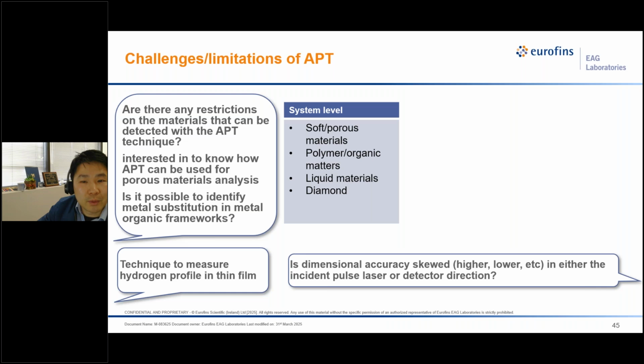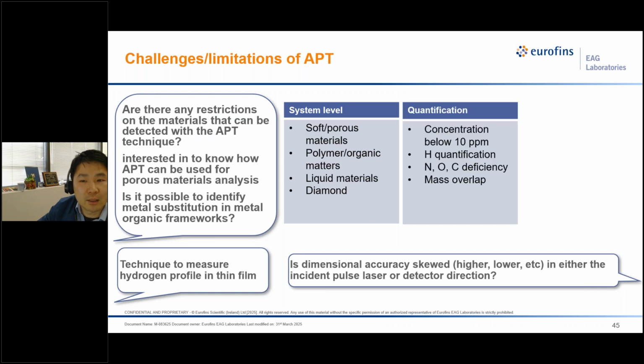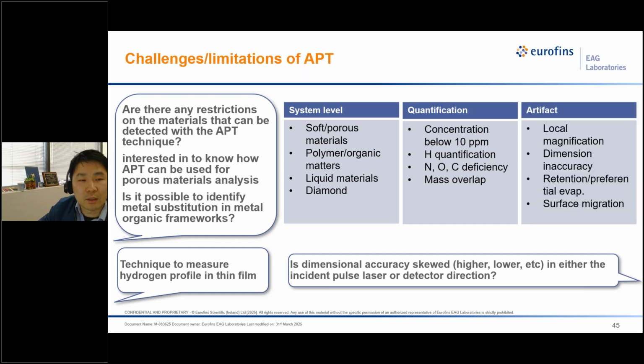Of course, for Atom Probe, as with any other technique, it also has its limitations. It is hard to analyze softer materials and polymer materials, and liquid materials require special cryogenic apparatus for preparation. There are also certain artifacts in quantification or in the reconstruction. We don't have time to cover all of them, but we will reply to your questions through email, answering some of the common artifacts we see in Atom Probe data.